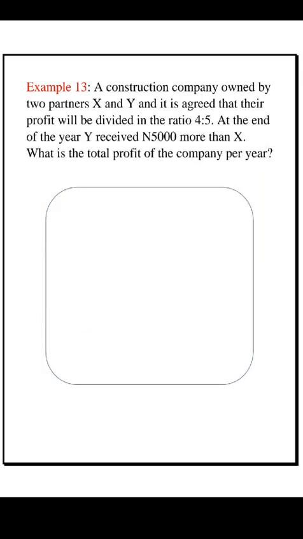Okay, let's look at this. A construction company is owned by 2 partners, X and Y, and it is agreed that the profit will be divided in the ratio 4:5. At the end of the year, Y receives 5,000 more than X. You can see that the difference between their shares is 5,000. So we are going to create a fraction for the difference in their shares. What is the difference between ratio 4 and 5? That is 1, over the total ratio, 9.